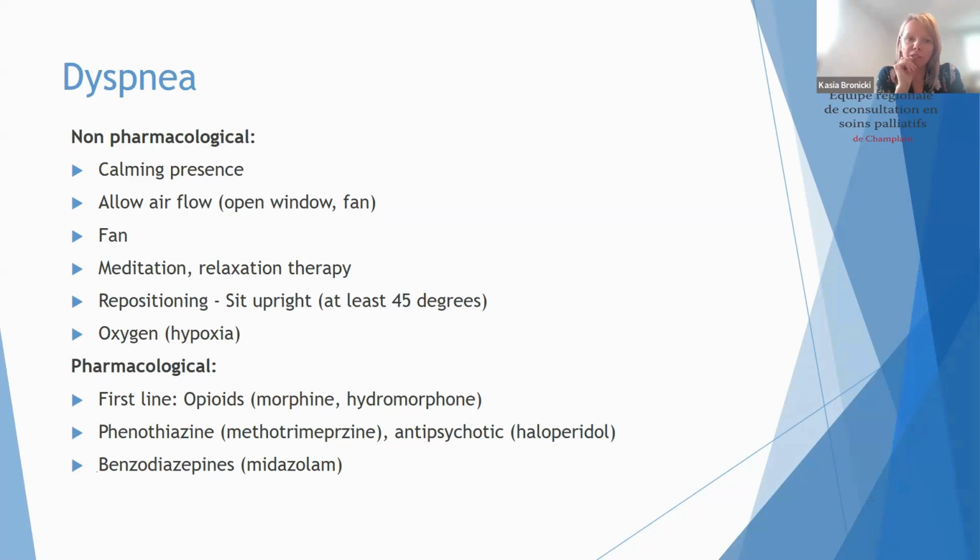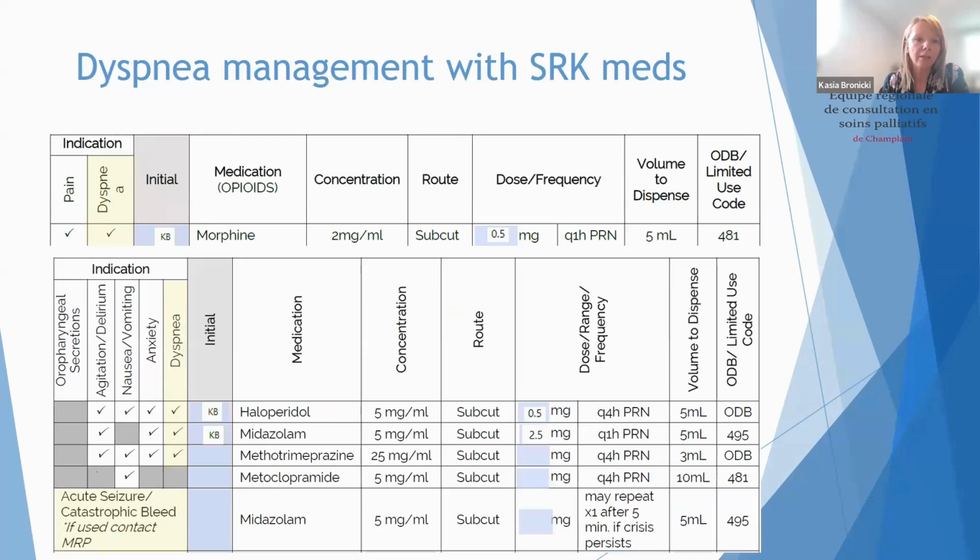Pharmacologically, opioids are our first line. And then we also have options in the symptom response kit for Haldol, methotrimeprazine, and midazolam. And again, very helpful in the SRK, the little check marks tell you exactly which medications work for dyspnea. So we always start with our opioids, and then we can move to other agents if the opioids are not working. Also, I'll just highlight that midazolam at a high dose, even though it's not indicated here for dyspnea crisis, it is also utilized for that. They just ran out of space here, but it is included on the second page of the SRK.